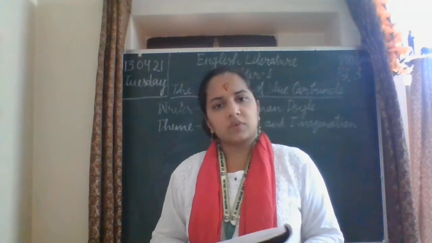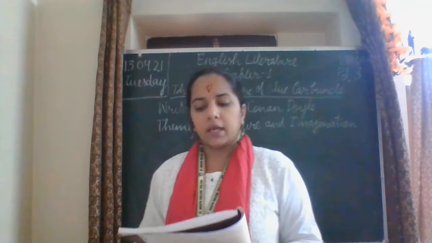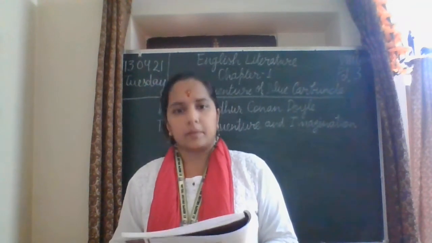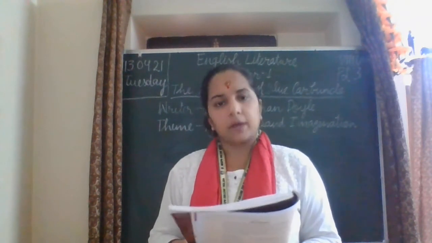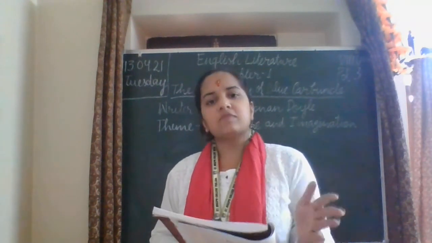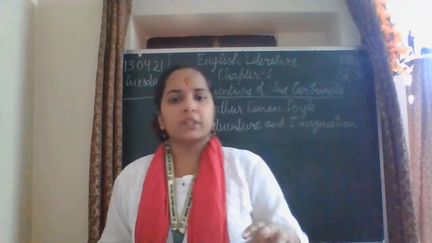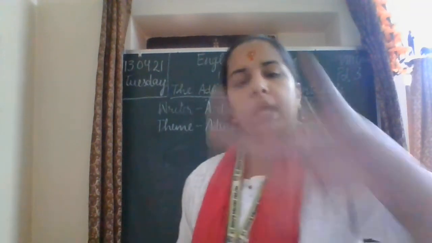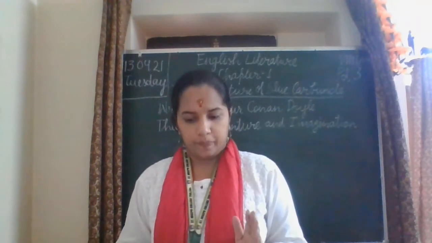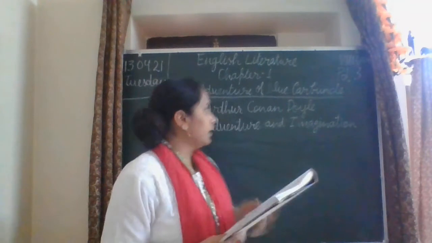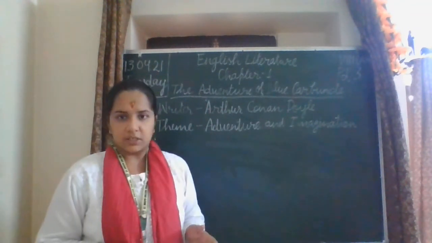Today we are starting with the first chapter of English literature, that is The Adventure of the Blue Carbuncle. This is written by Arthur Conan Doyle. First we will have an introduction about the writer of the chapter and what the chapter is all about. Then I'll read it paragraph wise and explain it to you. The theme of this chapter is adventure and imagination.